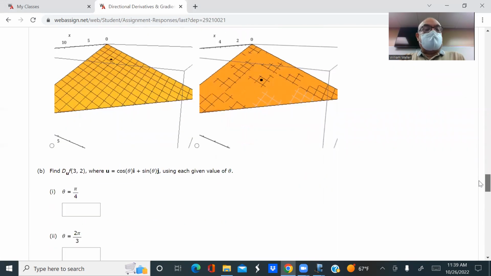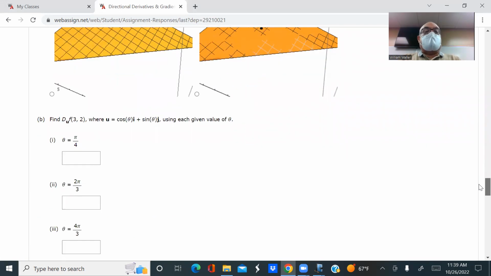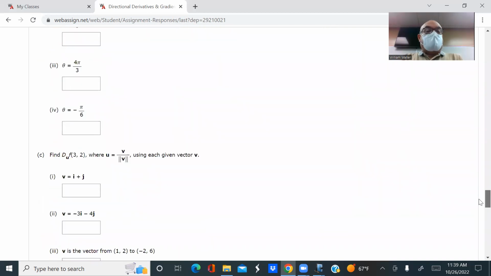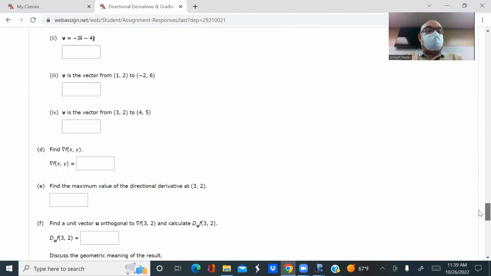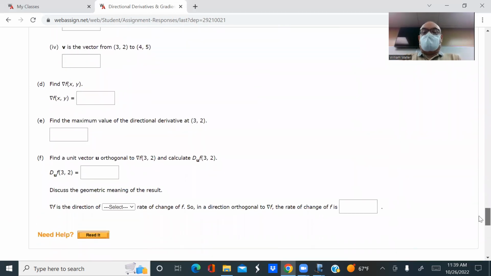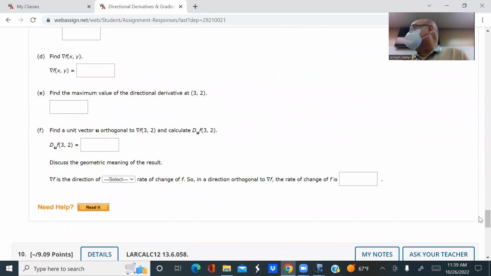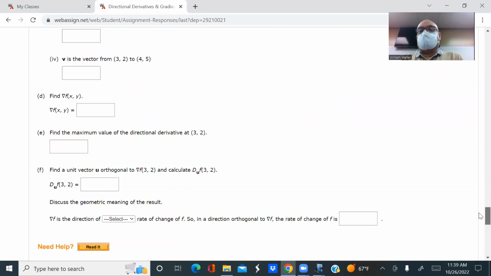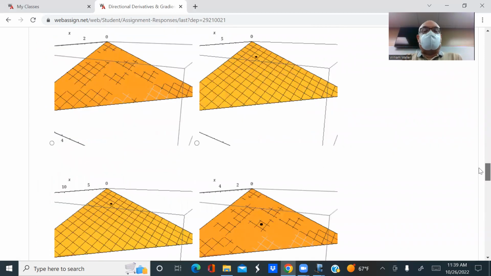What's harder here is some of the other parts where they're asking you to find directional derivatives, and then they're going to ask you to find the gradient, right? Okay. And then ask you other questions that are related to the gradient.